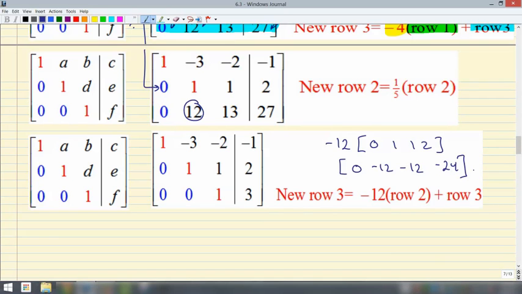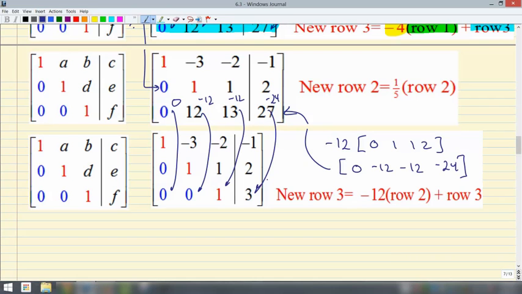And take that and add it to row number 3. So 0 plus 0 is 0. Negative 12 plus 12, 0. Negative 12 plus 13, 1. And negative 24 plus 27, 3.